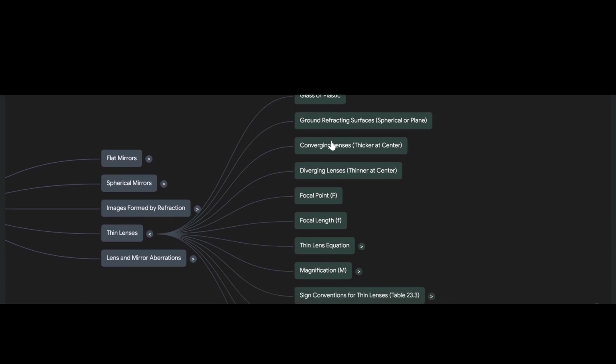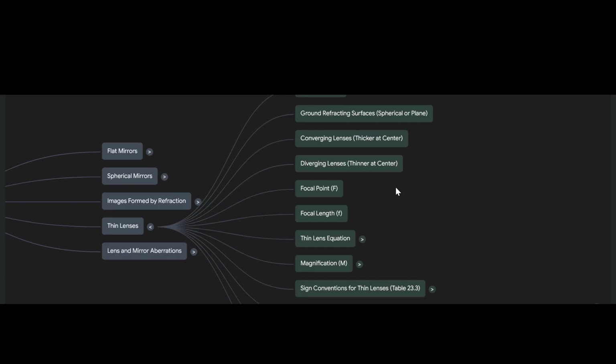Converging lenses are thicker in the middle than at the edges. Think of a classic magnifying glass shape. Right, bulges out in the middle. Diverging lenses are thinner in the middle and thicker at the edges, kind of concave on both sides or flat on one and concave on the other. Thinner in the middle, okay. And they do what the names suggest.